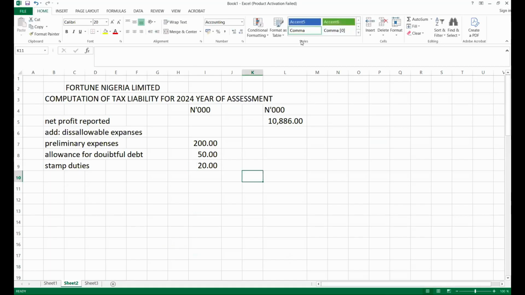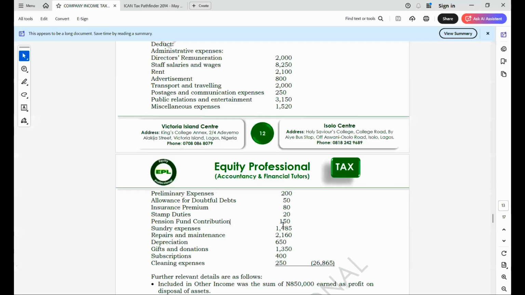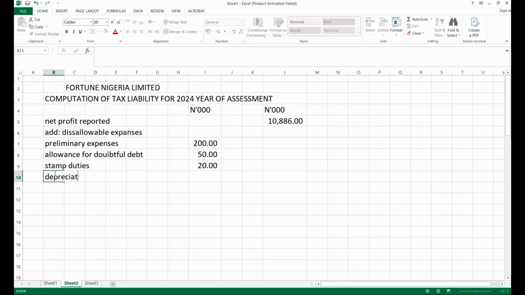Then after the stamp duty, we have pension fund contribution. This is allowable. Sundry expenses allowable. Repair and maintenance allowable. Depreciation. Is depreciation an allowable expense? No, it is disallowed, because your capital allowance will be claimed. So depreciation, you have it as well, 650. That's also disallowed. So 650 is also a disallowable expense.